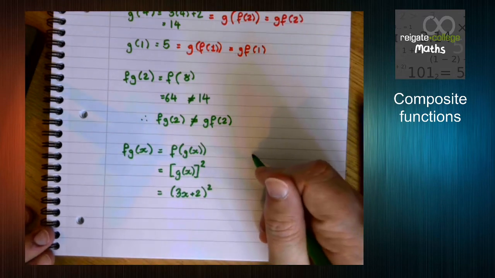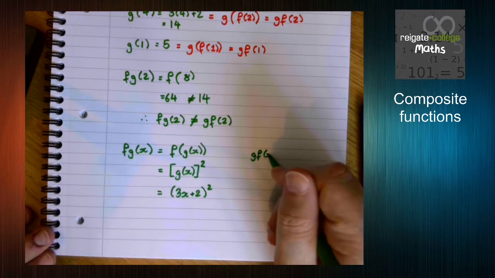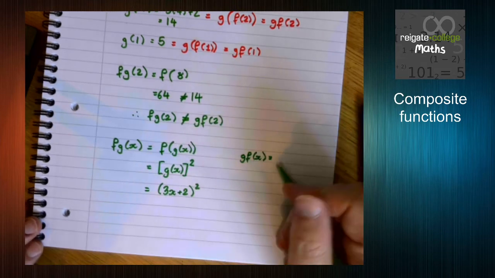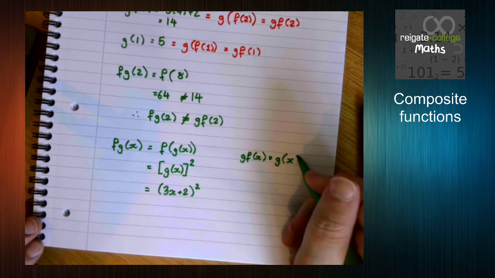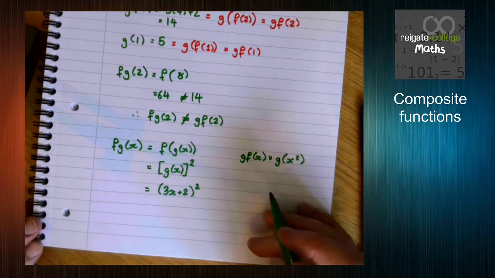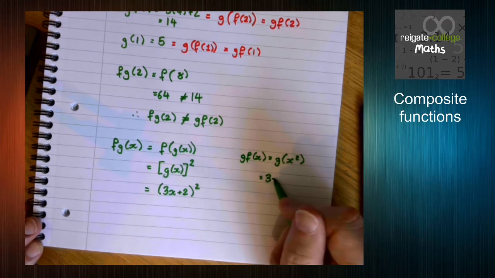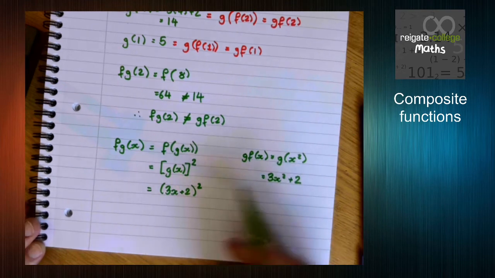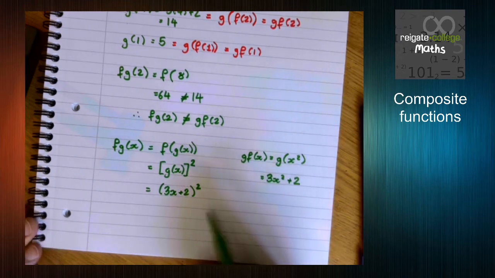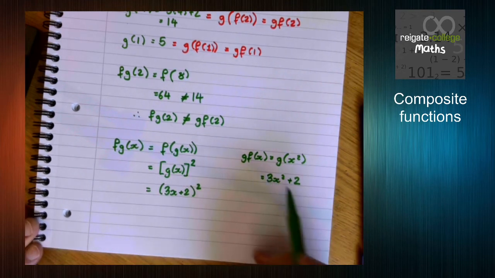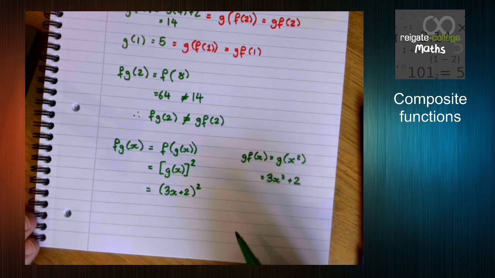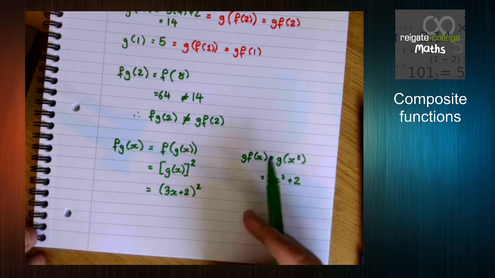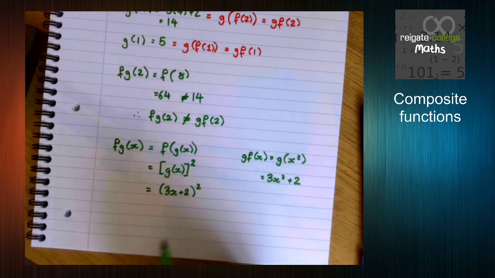If we do it the other way round, gf of x, this is g of f. f was x squared. This is 3x squared plus 2. Obviously there are going to be some similarities between the two functions. There's a 3 and a times by 3 and a plus 2, and there's a squared. That's obviously going to happen because they're the same two functions that we're putting together. But you can see the final result is very, very different.